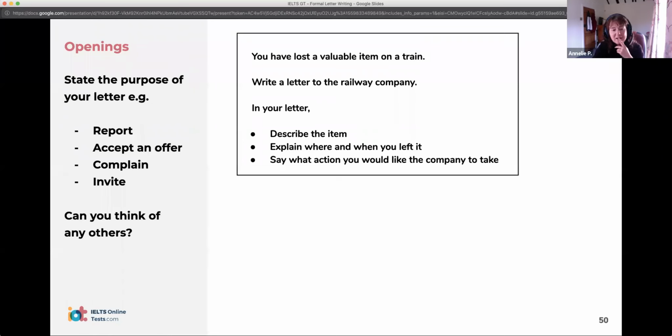Yeah. So let's look at some of the examples. So in this case, we've got our formal letter. So this is a report. You're reporting a lost item. Okay. So how are we going to start this letter?